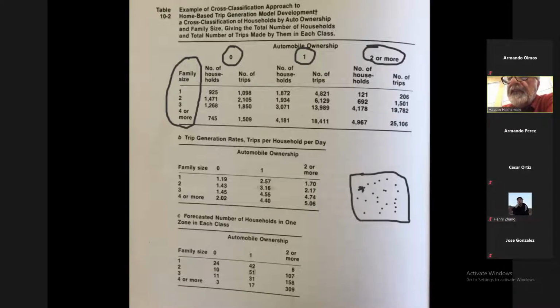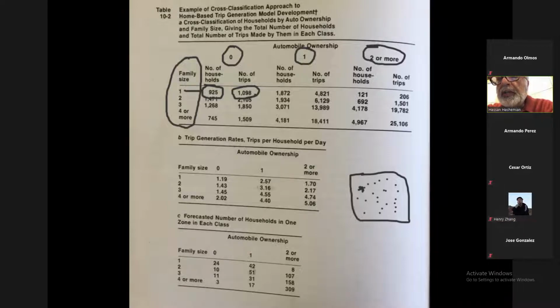So based on our survey, we found out that 925, which is here, 925 of these households had no car. So they are in that category, no car. And when we added the number of trips that they made, overall it was 1,098 trips. So 1,098 trips were made by households that had one person in it, and they didn't have a car.